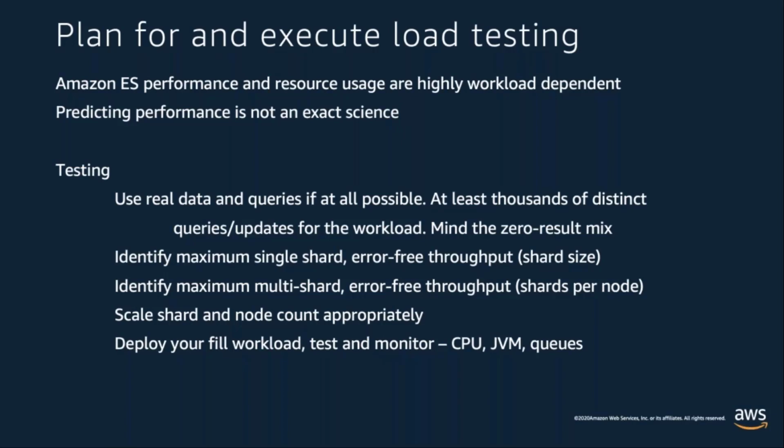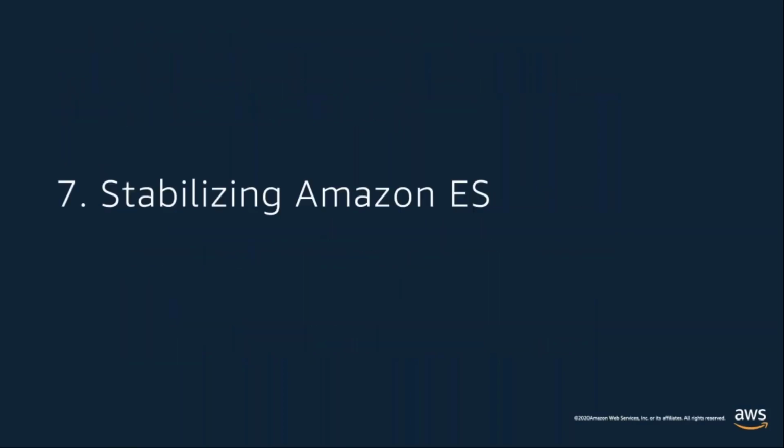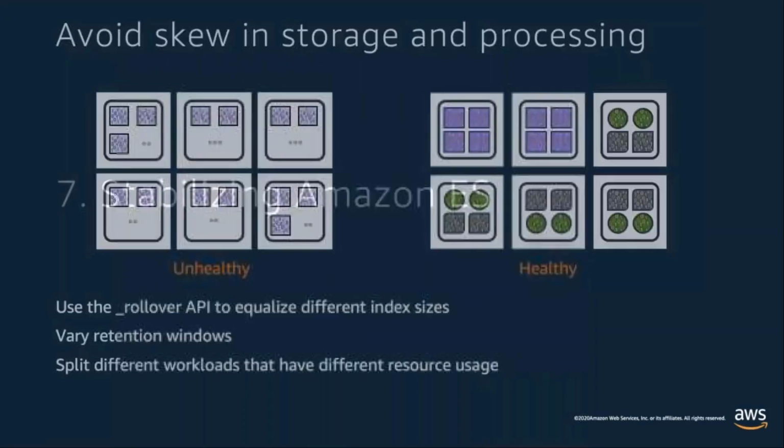Finally, you want to deploy your full workload, test it and monitor it, especially paying attention to the CPU usage, the JVM usage, and the queues internal to Elasticsearch that we surface under the search and write thread pool in your CloudWatch metrics. You want to monitor those to make sure that your requests are not queuing or being rejected. So we have a couple of ways that we can stabilize and harden our deployment.